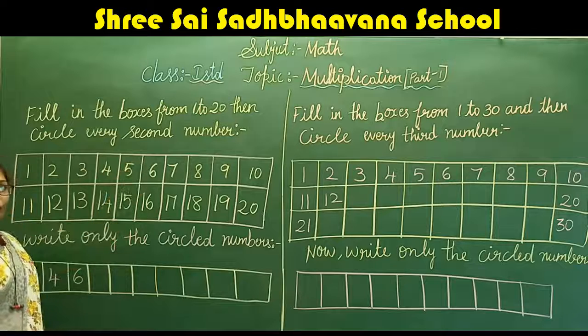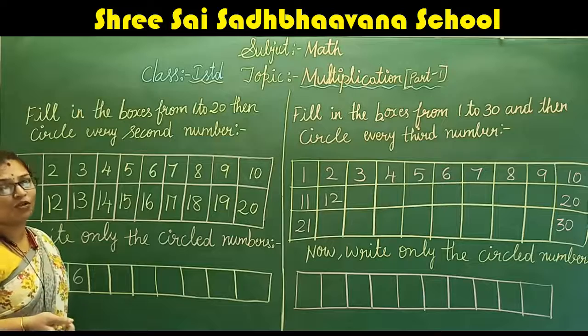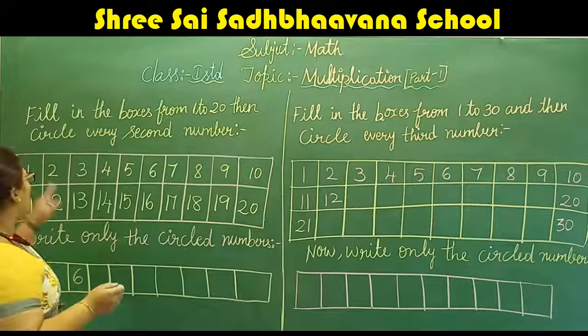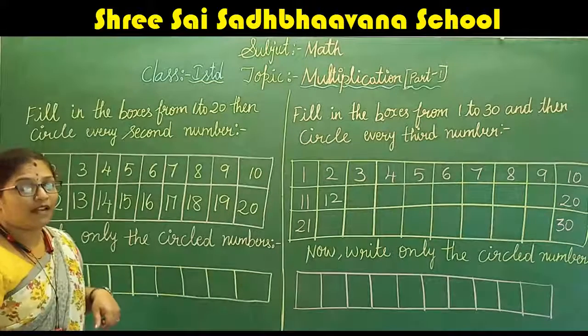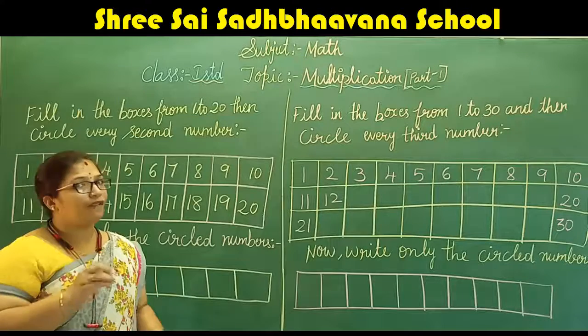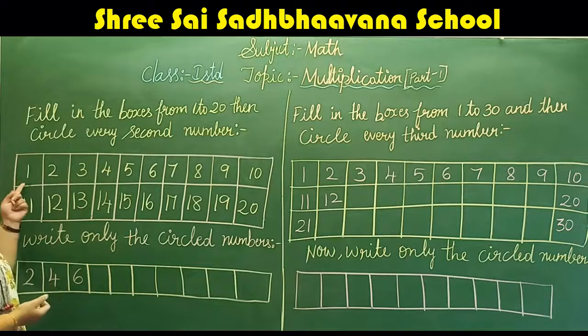Then what do you have to do? You have to circle the numbers in skip counting. How do you do it? They said one number to skip, two numbers skip counting. We have to skip one number and circle the next number. So what is the first number here? One number we have to leave. Here 1 is in the first place, so we do not circle this one.